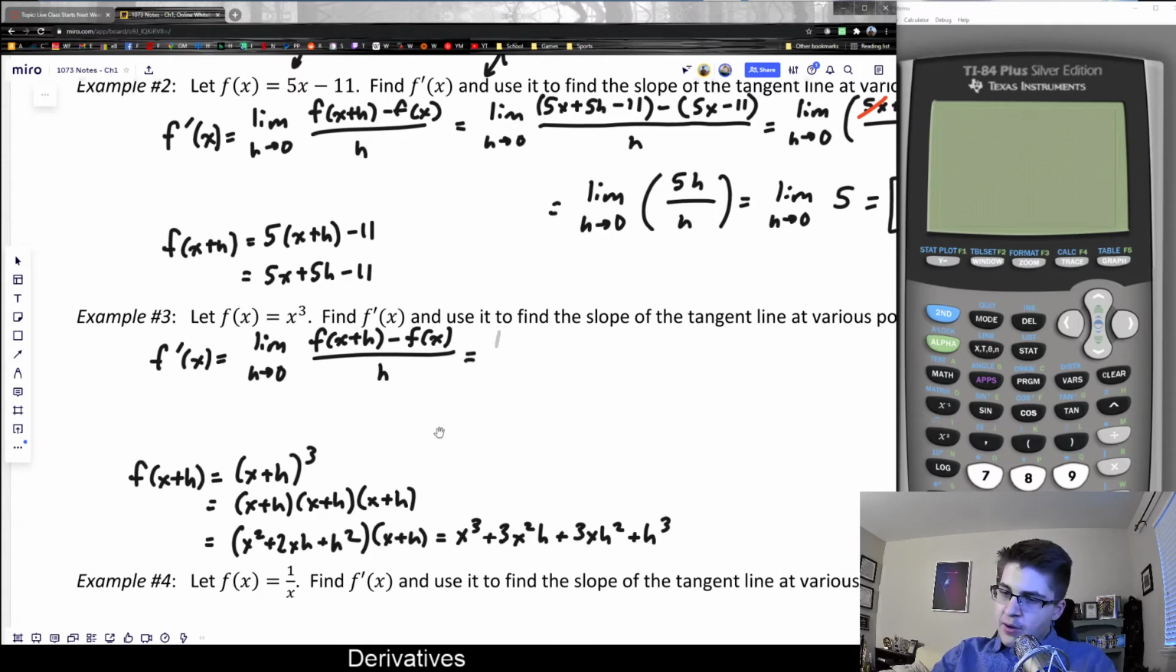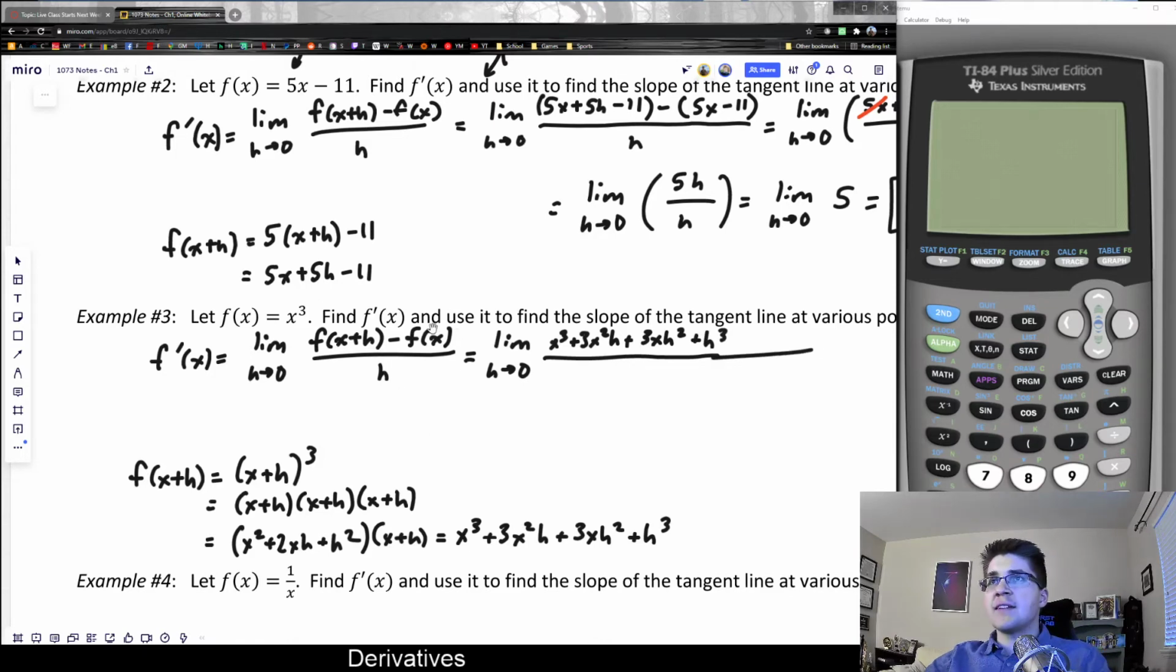And so I'll go ahead and insert that into my numerator. So I'm going to have the limit as h approaches 0 of, let me try to write this a little bit better here, x cubed plus 3x squared h plus 3x h squared plus h cubed. And then I can't forget to subtract f of x. In this case, it's just x cubed, so it's not too terrible. Minus x cubed. And that would all be divided by h.